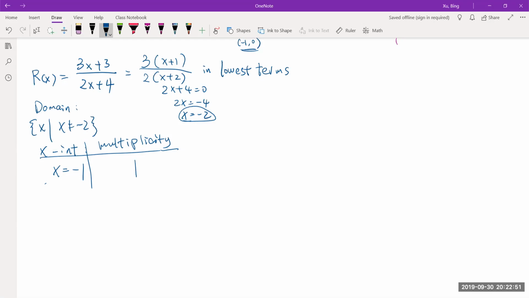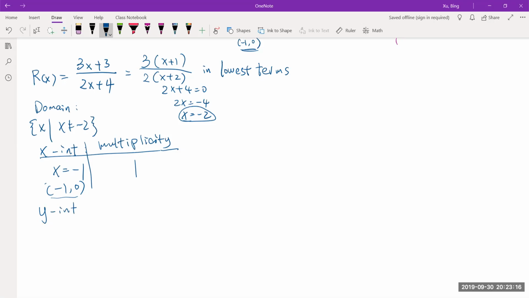1, right? Because that factor only appeared once on top. Okay, so I have an X-intercept, negative 1, 0. The multiplicity of that is 1. That means my graph will cross this X-intercept, right, instead of touching it. Okay, X-intercept. How about Y-intercept?